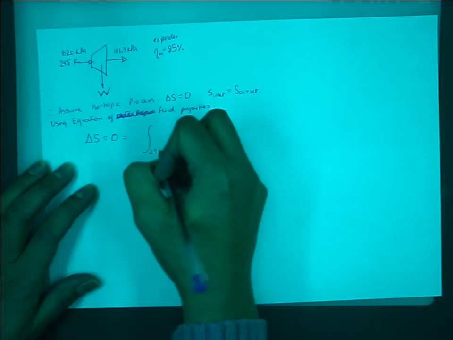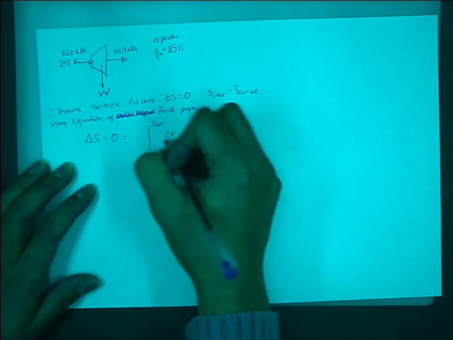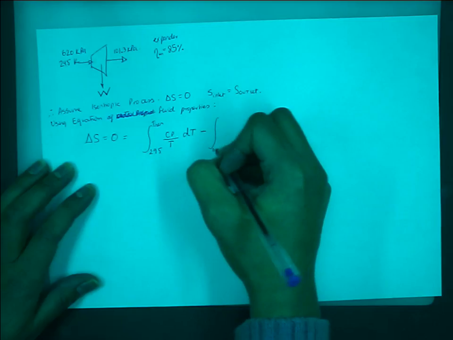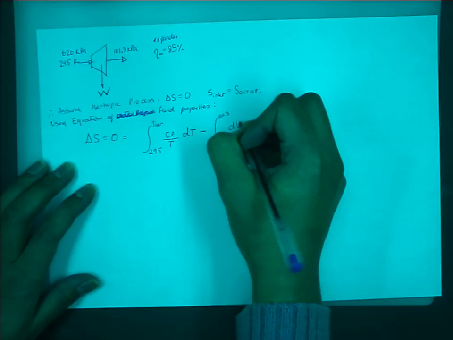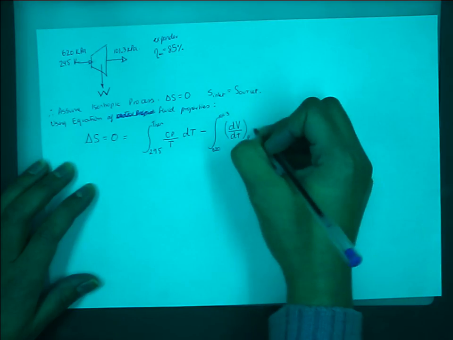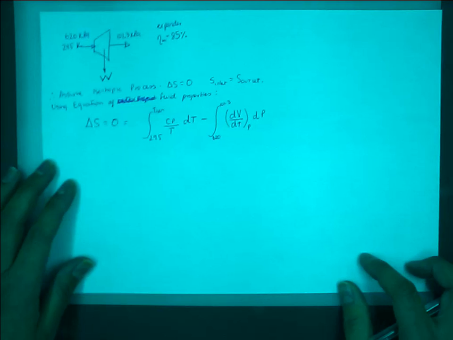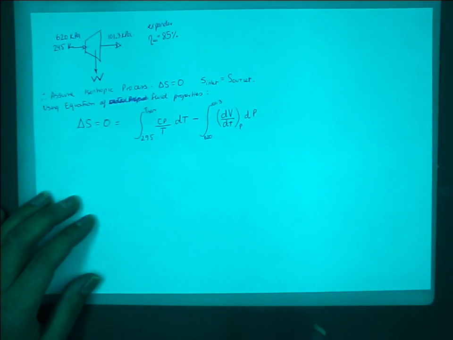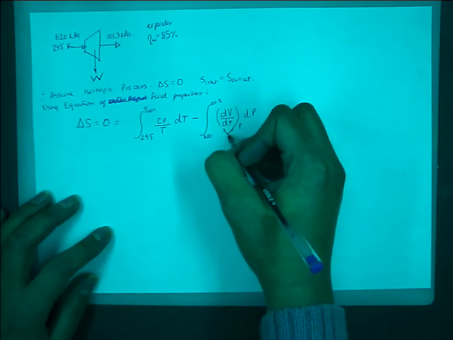Okay, so we have the main equation to approximate the fluid properties, and this time we will need to solve this part of the equation where we have the equation of state. So V will be equal to RT over PM, right? So in this case, dV over dT will be equal to R over PM. So we will substitute that into the integration.